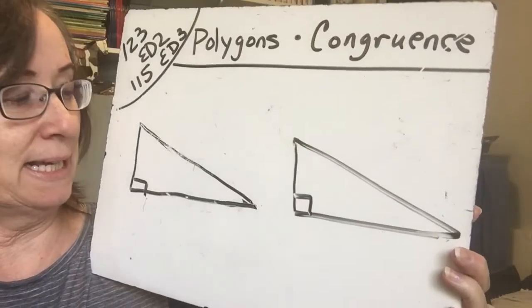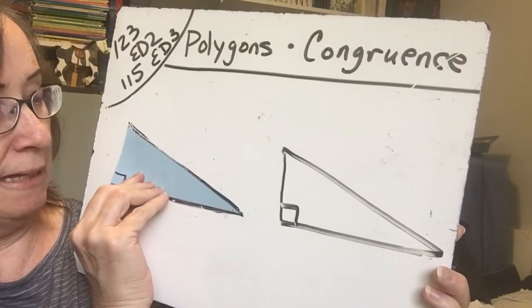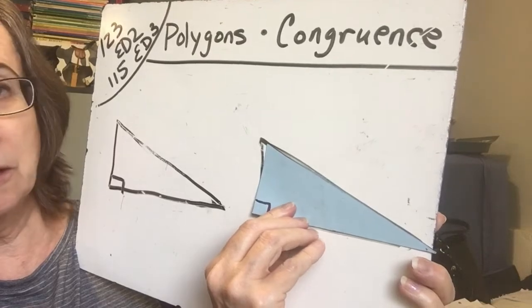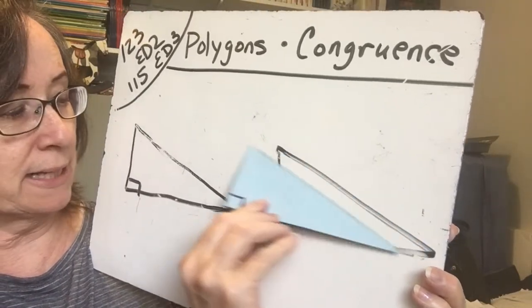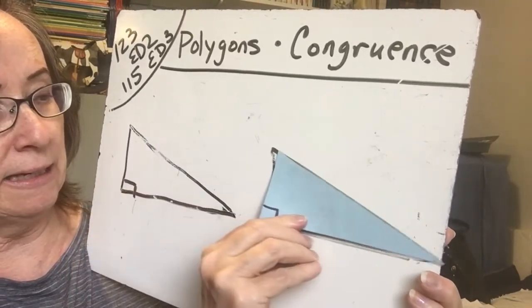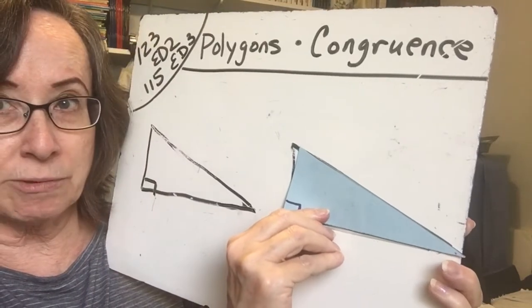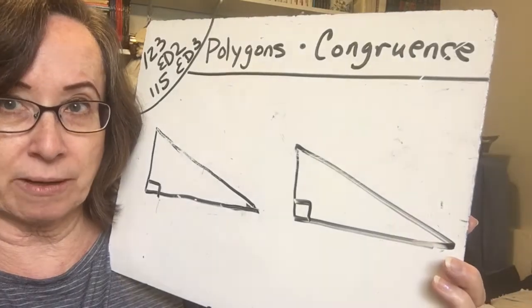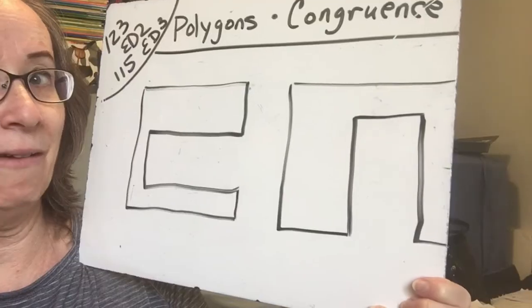Okay, so this one is C, and you can see that we have our triangle, and it is exactly just slid over to meet the other one. So this is just a slide, no reflection or rotation necessary. Therefore, that one is just a translation. Okay, now look at these.